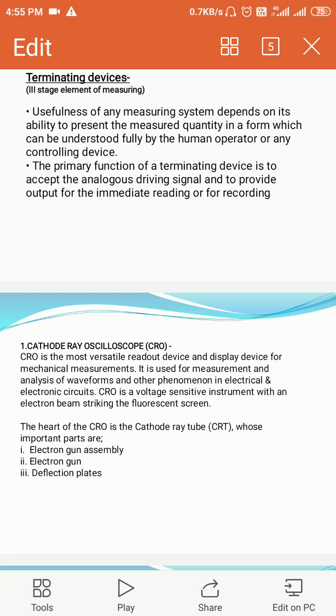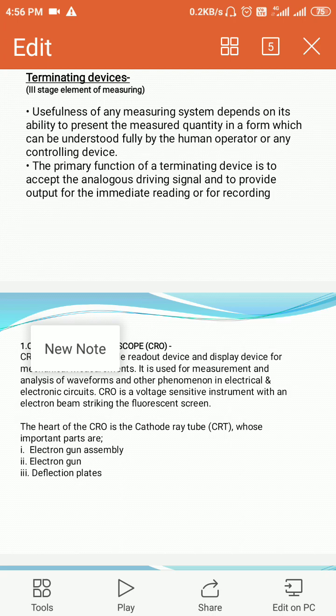Now we'll be starting the next part of this module number 4, Terminating Devices. What are terminating devices? These are the third stage elements of the measurement systems. We know that the measurement system consists of three stages: the first is the primary sensor, the second is the intermediate sensor, third is the terminating device. What is the terminating device?